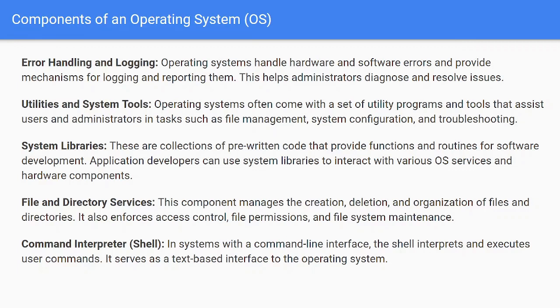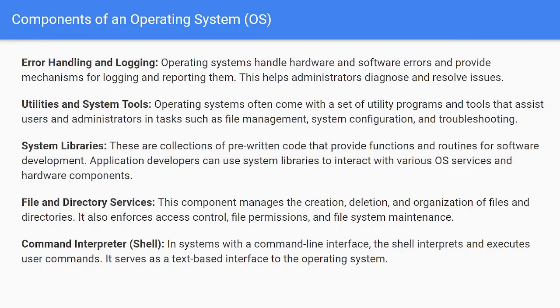And we have system libraries. These are collections of pre-written code that provide functions and routines for software development. Application developers use system libraries to interact with various OS services and hardware components. So another component of the operating system is the system library. For programmers creating code that needs to interact with a particular OS, you can make use of these system libraries so that your code or function can interact with the operating system.